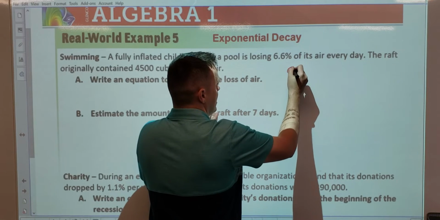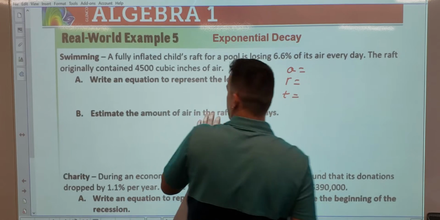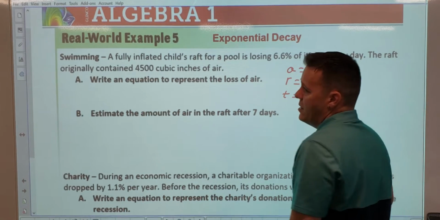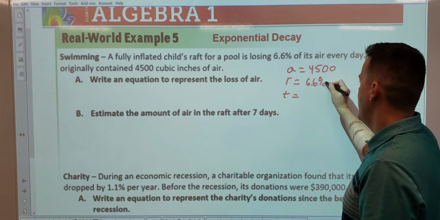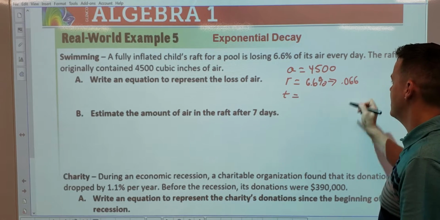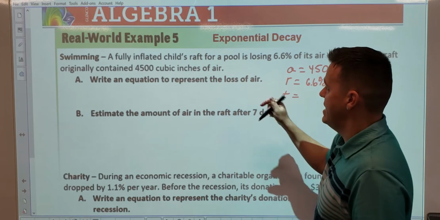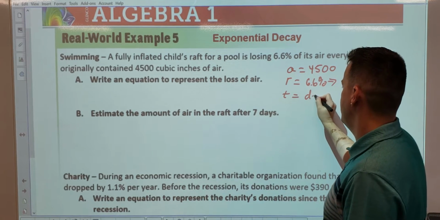I have a little bit more space on this example. All right, so my A is my initial value, which is 4,500. My rate is 6.6%, which comes out to be 0.066, right? And then my time is what? Days, okay? If I'm looking at it, yep, it's actually days. So it is going to be in days.